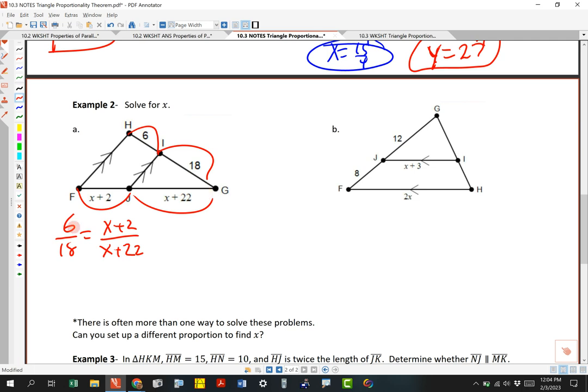I'm probably going to reduce. Are you going to reduce? Yeah, this is 1/3. Okay, so this is going to give us x plus 22, 3x plus 6. So I got 16 and 2x. Did you get x equals 8? Yep. Okay. All right, so we're good there? Okay.